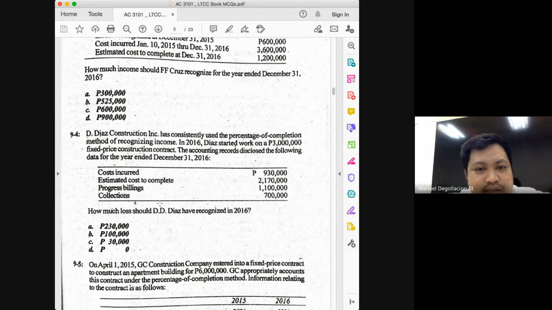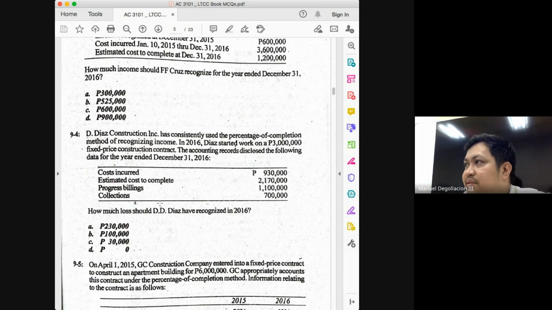Plus, for the sake of discussion, how much is 930 divided by 3,100,000? 30% exactly? 30%. So meaning the percentage of completion here is 30%. How much was the expected loss, class? 100,000. What do you get when you multiply 30% with 100,000? 30% times 100,000, you would get 30,000.